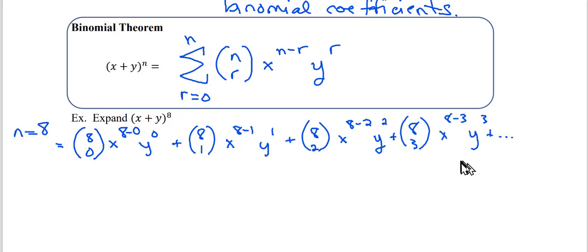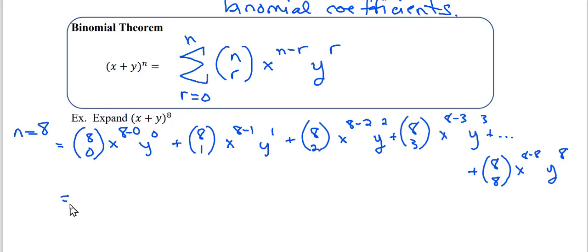I'm actually going to save us a little bit of time here. You could keep going. The point I was trying to make is that this is a whole lot easier than multiplying all this out, but I still want to save us time. We go all the way until r is equal to n, which in this case is 8. So our last one is 8 choose 8, x to the 8 minus 8, y to the 8.